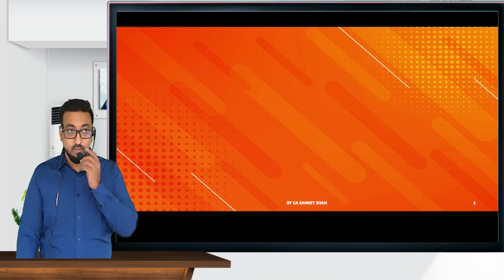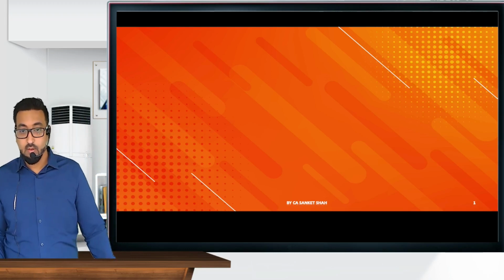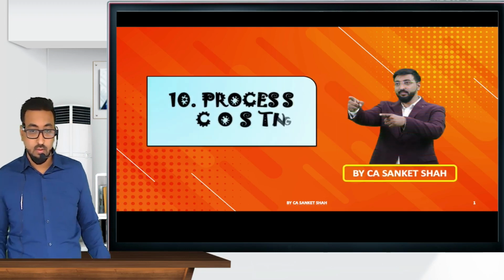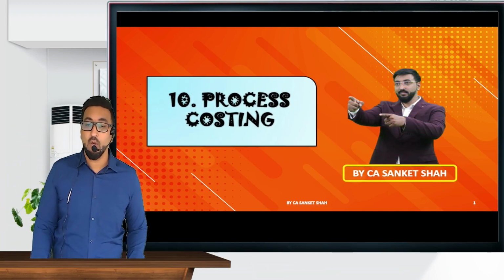Today's unit, process costing. Let's understand the concept. 100 pages के notebook में आ जाइए. First we are going to write what is the meaning of process costing.